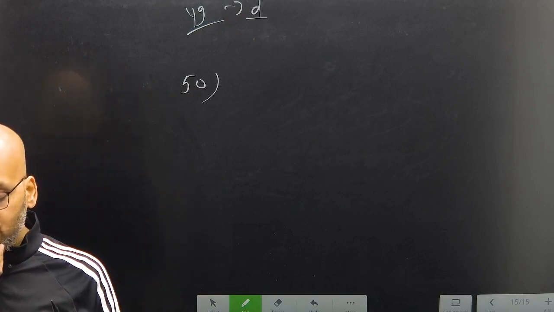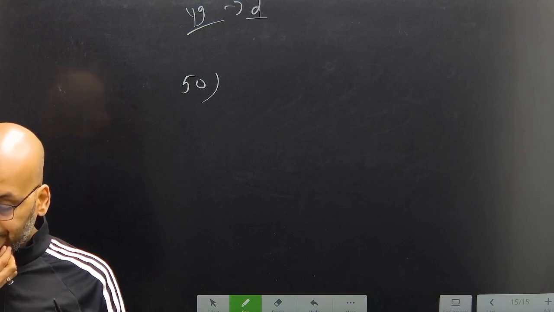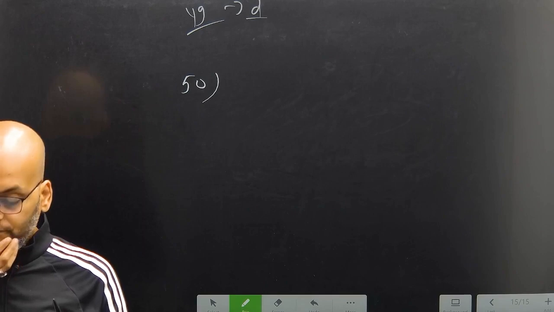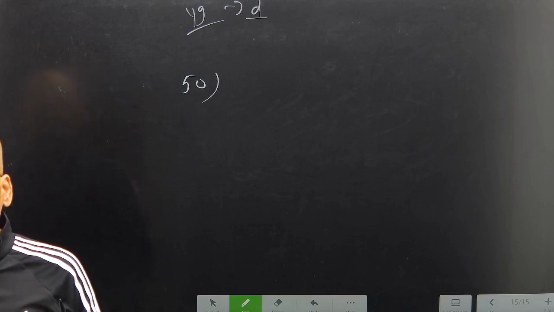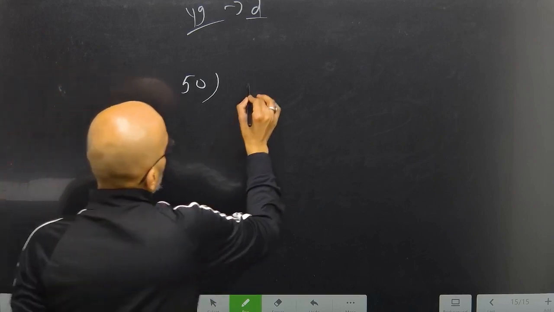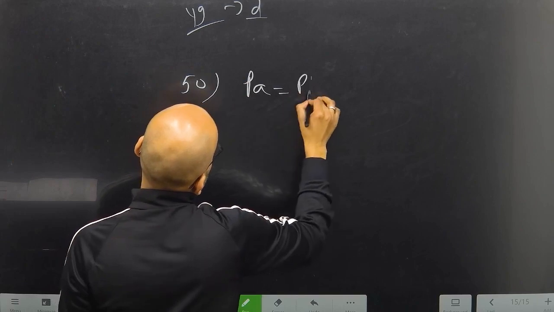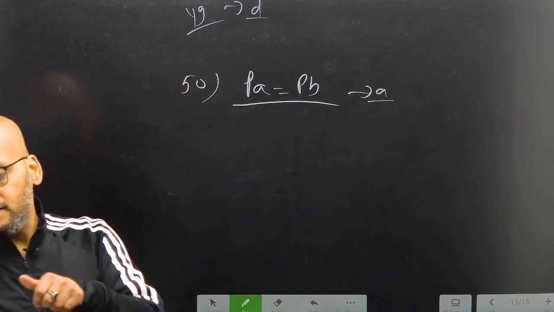50th. It is saying a vessel A has volume V, vessel B has volume 2V, both contain some water which has a constant volume. The pressure in A is PA and in B is PB. See guys, P1V1 is equal to P2V2. You can apply. PA will come out equal to PB. It is option A.